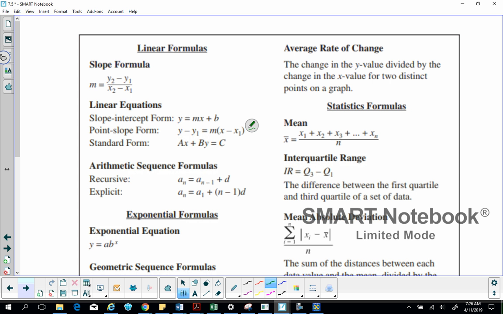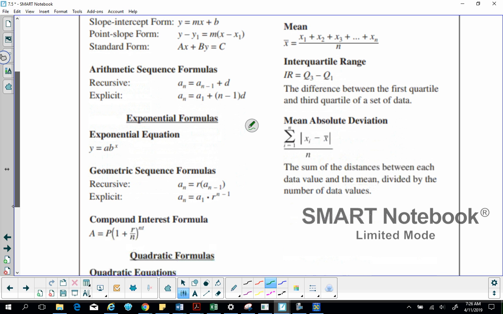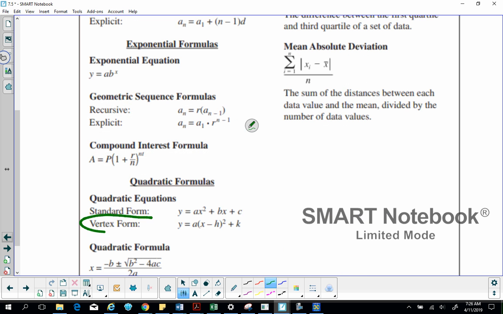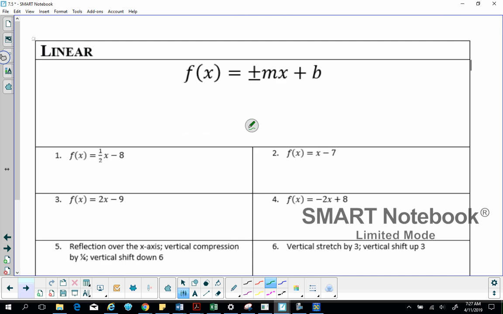If you look right here, you can see that they give you, at least for quadratic, vertex form. Vertex form, they even tell you, hey, minus H. H stands for horizontal. So like the opposite of whatever this is, your horizontal shift, plus K is moving up and down. So they do give you that equation on your formula sheet.